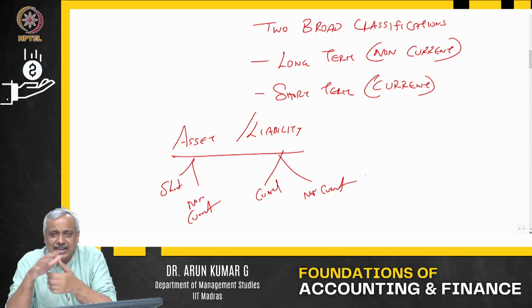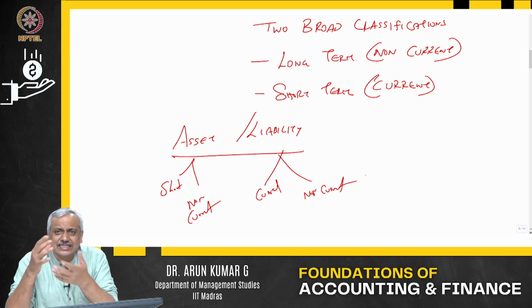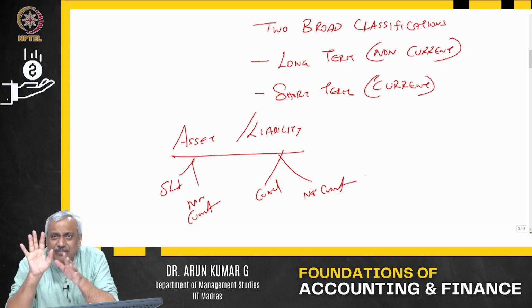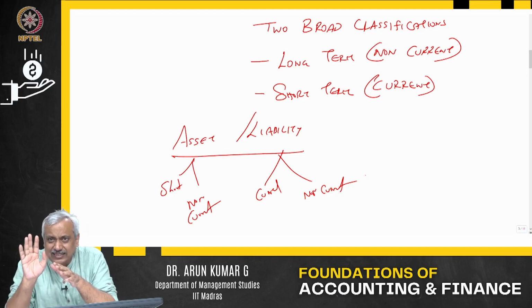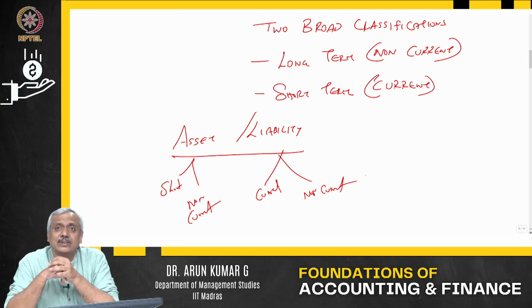I would have cash in the cash box. Every minute the quantum of cash I have can keep changing, because I might be paying some people, I might be receiving money from somebody, and then the quantum of cash keeps changing. Well, it is current, it is liquid, it changes form every minute or very frequently.